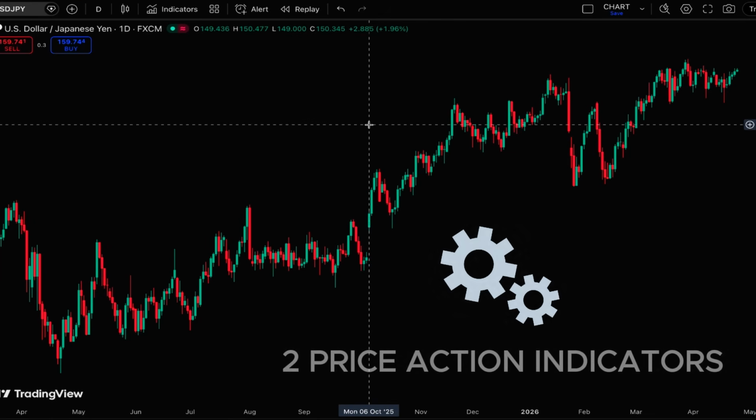Alright, now I want to introduce 2 price action indicators that by the help of price action concepts, they help you with trend identification.